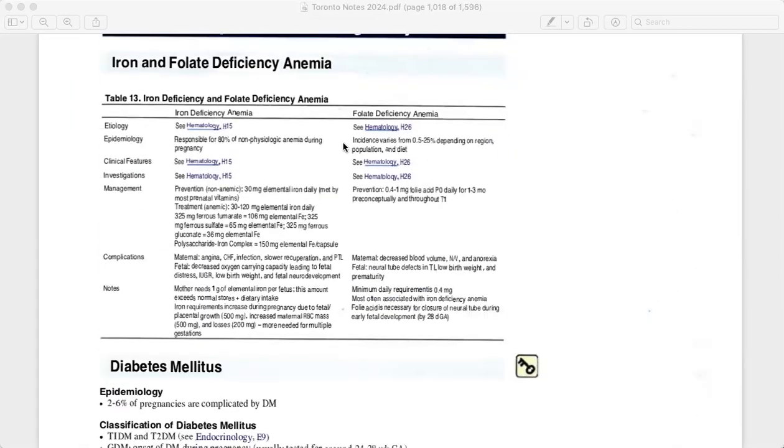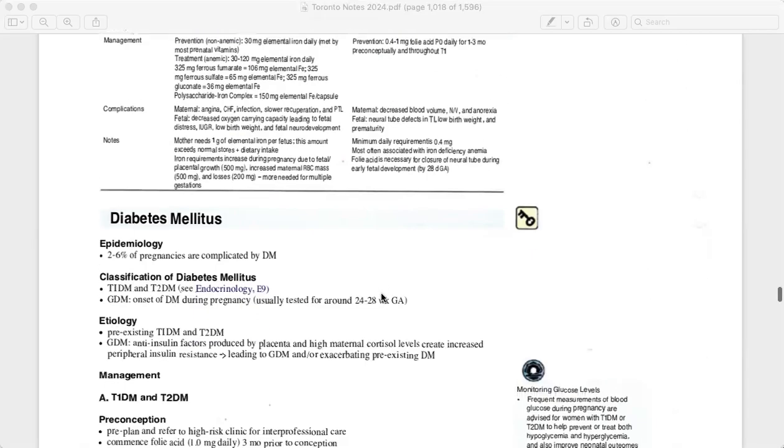Now, if you go by iron deficiency and folate deficiency, all you need to remember is the dosage of it. How much iron should be given and how much folate. Iron is 1 gram, folate is 0.4 mg.